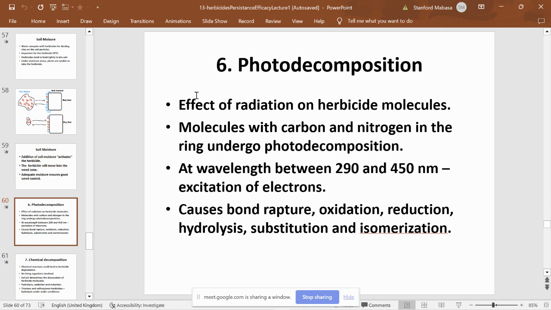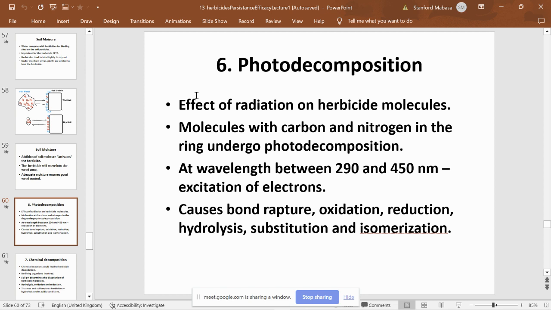They can cause bond rupture. Oxidation, reduction, hydrolysis, substitution, and isomerization are some of the chemical processes which are caused by light. And this is what can lead to photo decomposition of the herbicides.